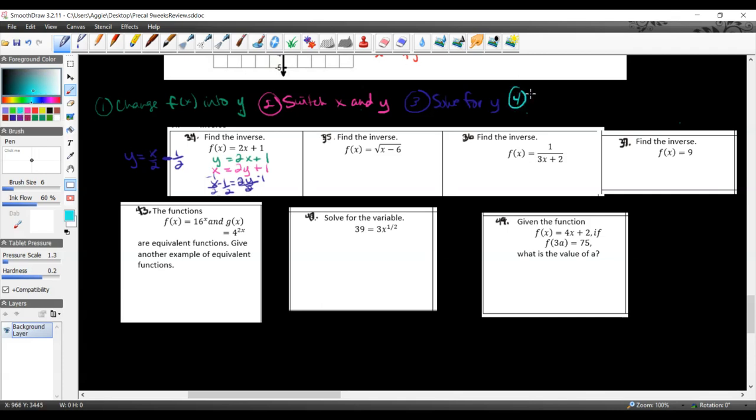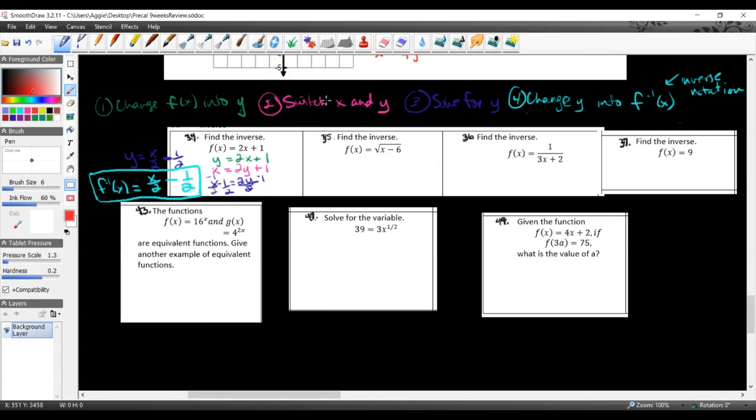So number 4, change y into f negative 1 of x. And this is just the inverse notation. Okay, so that would be f negative 1 of x is equal to x over 2 minus 1 over 2. Okay, and that's it. So I'm going to go ahead and do these next ones pretty quickly.